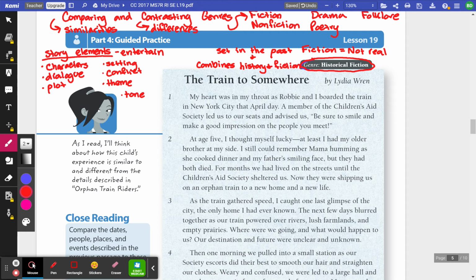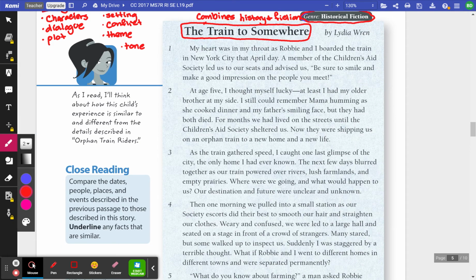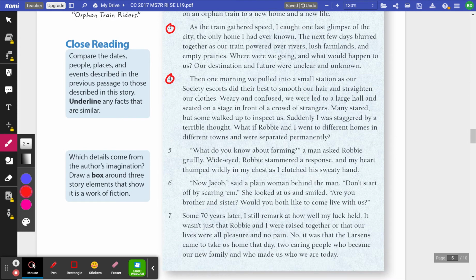So, the title of this is going to be The Train to Somewhere. So, because I know I'm comparing and contrasting genres, I know that this fictional story is probably going to have something to do with the orphan train riders that I already read about in the historical account on the previous page. So, I know it's kind of already going to have something to do with that. So I'm kind of one step ahead of the game because I know it's going to be about the same thing, but this is fictional, right? So let's go ahead and make sure we have our paragraph numbers circled. For this passage, I have 7 paragraphs to look at.